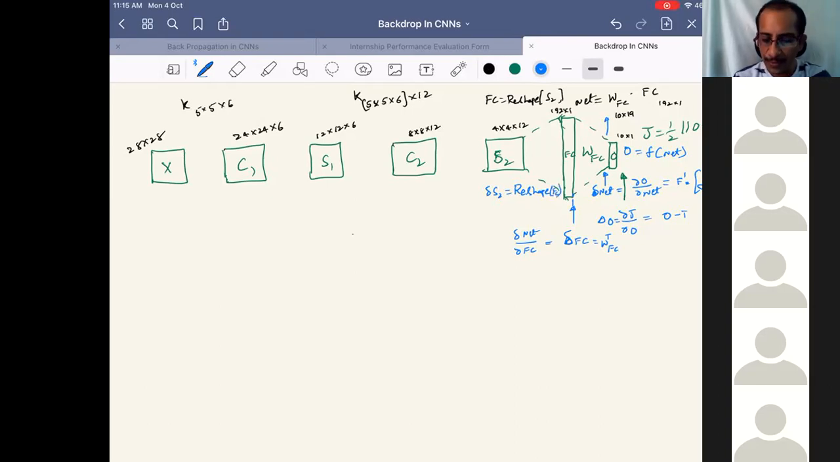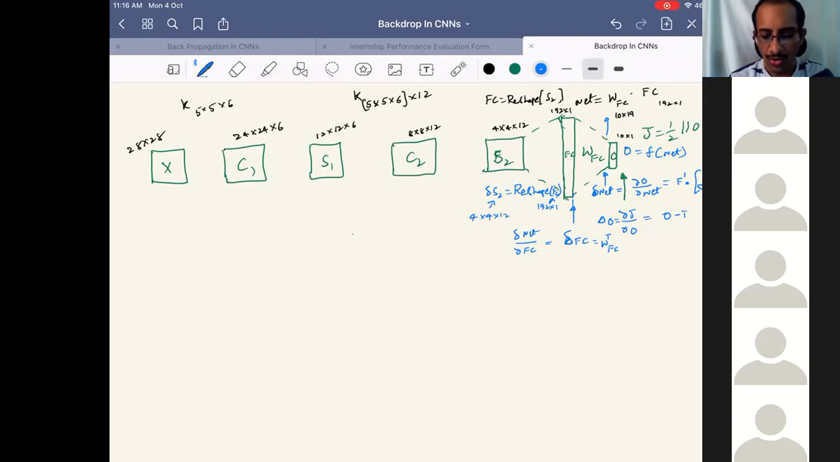If you reshape, I will write the dimensions here. 192 cross 1 is this. And then this dimension will be 4 cross 4 cross 12. Like this we reshape. This is just the errors also being reshaped, that's all.